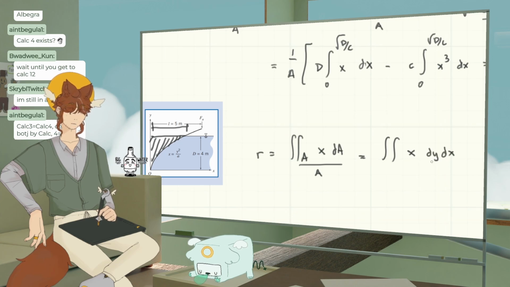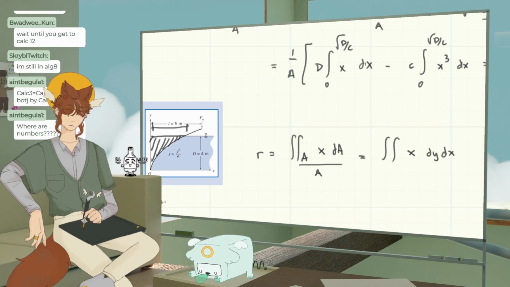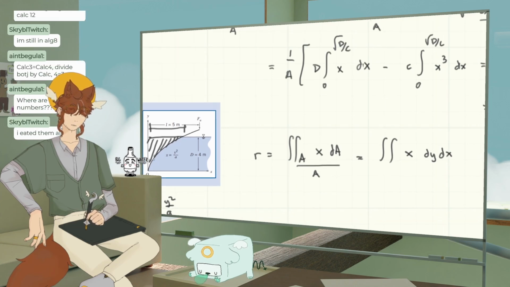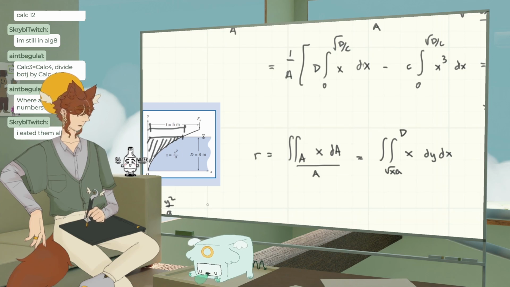So, y is going to go from, let's just translate this expression real quick. So we have y equals x squared over a. Y equals the square root of xa. Oh, nice. It's actually cleaner. So y starts here and goes up to d. And then x goes from 0 to this little bit right here. And that's when y equals 5. So that's 25 over a.